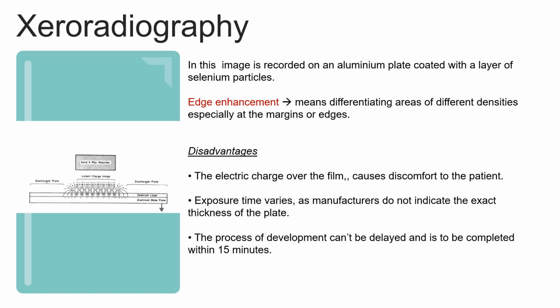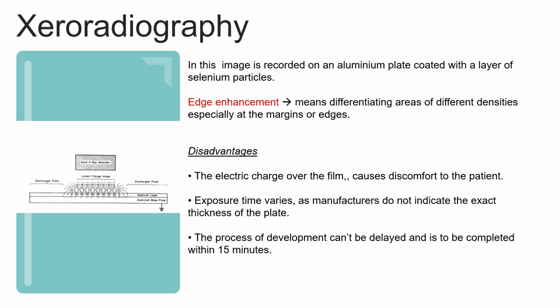And how does xeroradiography work? Xeroradiography works by a complex electrostatic process, and the basic principle by which this system works is photoconduction. The photoconductor used in xeroradiography is amorphous selenium. The selenium is just deposited as a thin layer onto a sheet of aluminium to form a xeroradiographic plate.